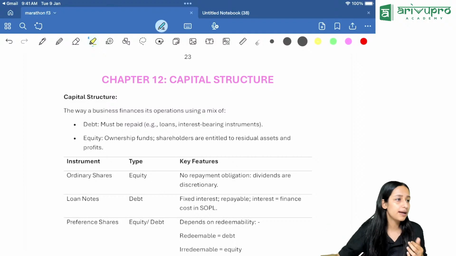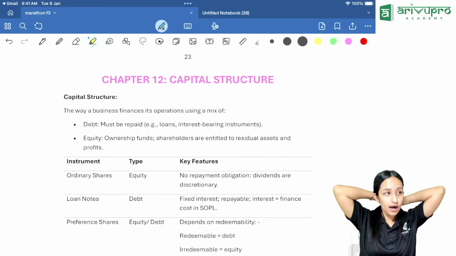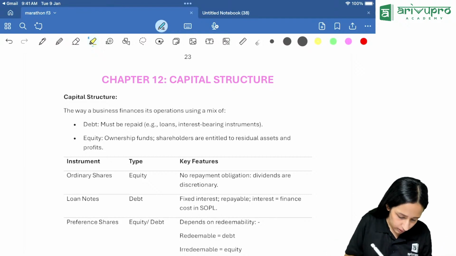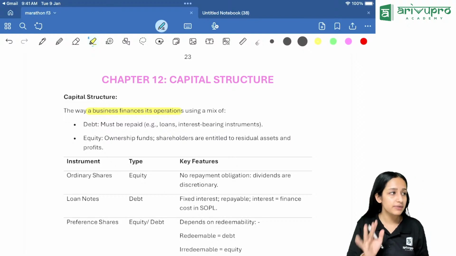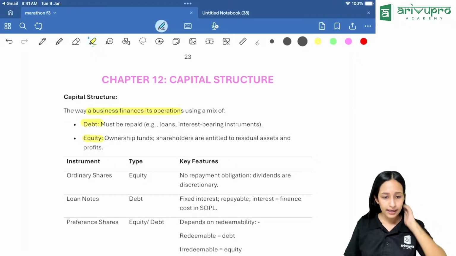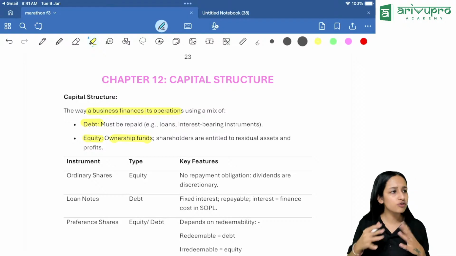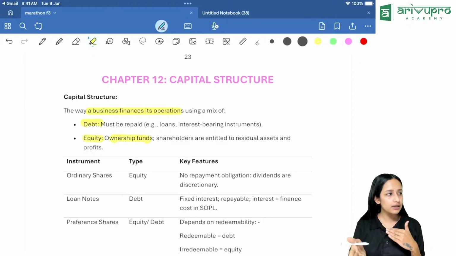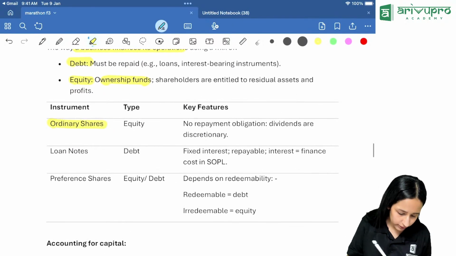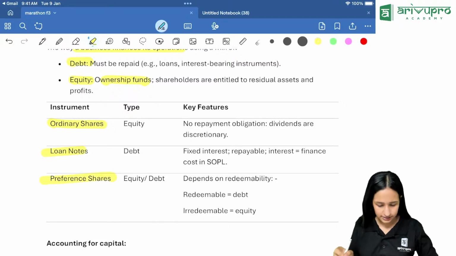Chapter 12 deals with capital structure, which is how are we financing the company. Okay, here the way a business finances its operations must be a mix of debt and equity. Debt is something that you're borrowing from people, you have to repay it along with interest. Okay, equity is some sort of ownership fund. Now you invest in the company, you become the equity shareholder, you become the owner of the company. Under this, we have ordinary shares, loan notes, preference shares, etc.